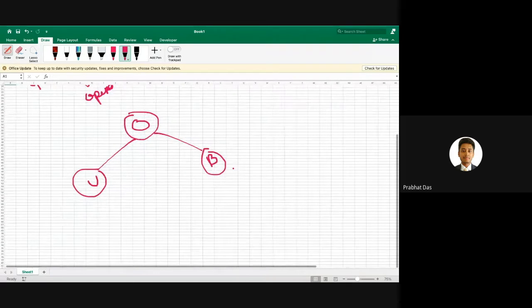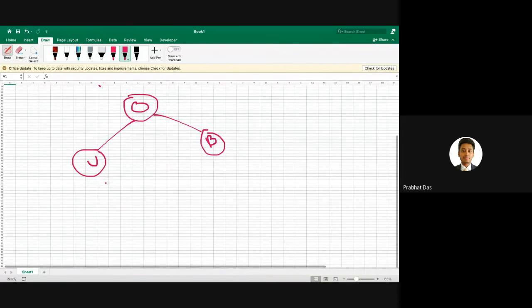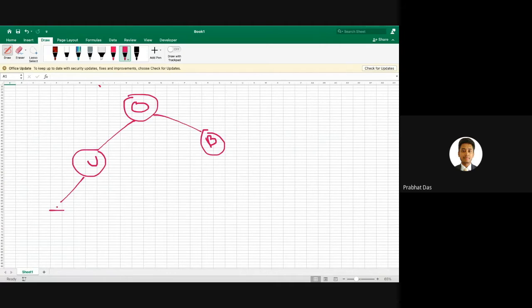If we further divide the concept of unary operators, then unary operators can be classified as follows: unary plus, unary minus, and unary not. These are the different types of unary operators.